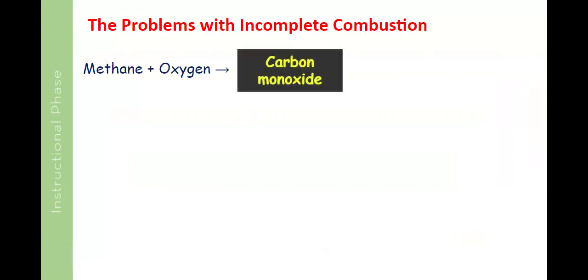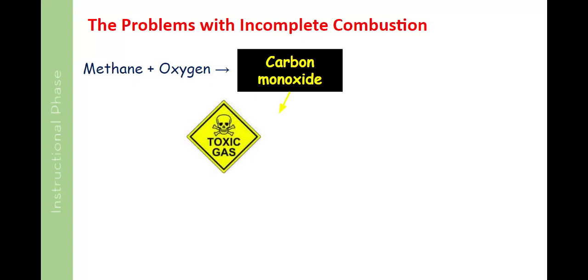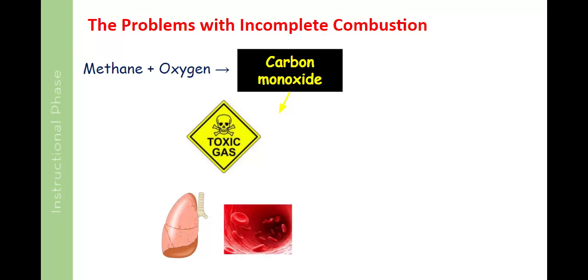Now, let's look at each product of an incomplete combustion on its own. So carbon monoxide is very, very dangerous to human beings. It's actually poisonous to us. So if we inhale it, it can actually get picked up by our red blood cells in our blood, which stops our blood carrying oxygen around. And you know that every living cell needs oxygen for respiration.